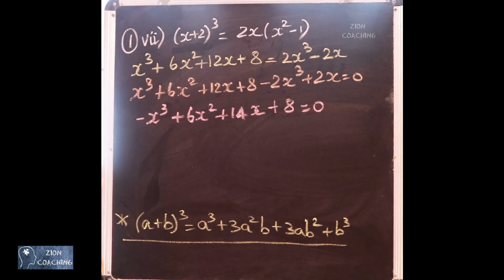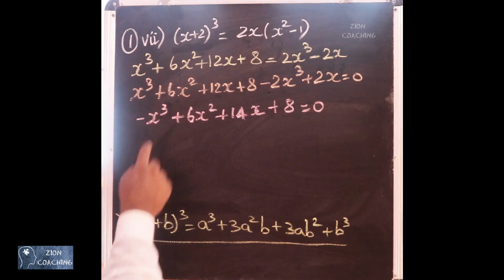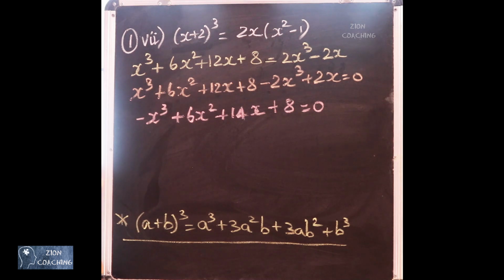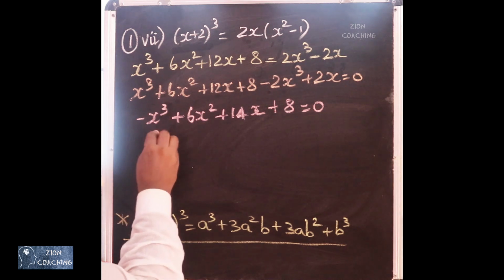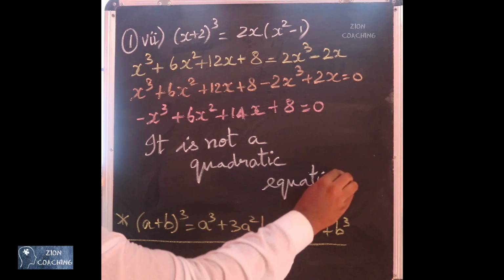So in the final equation, you can see that the highest power of the variable x is 3. So it is going to be a cubic polynomial. It is equated to 0. So it is a cubic equation and it is not a quadratic equation.